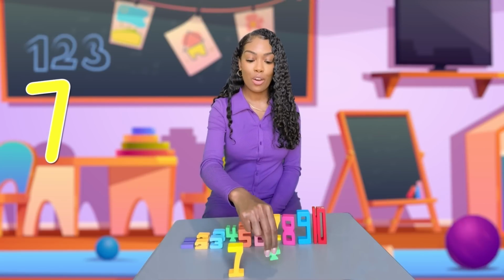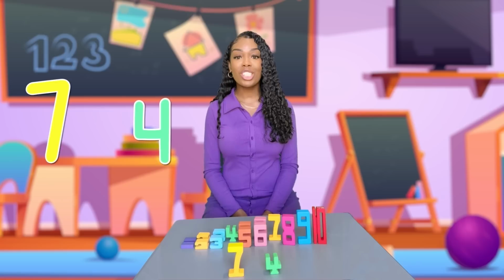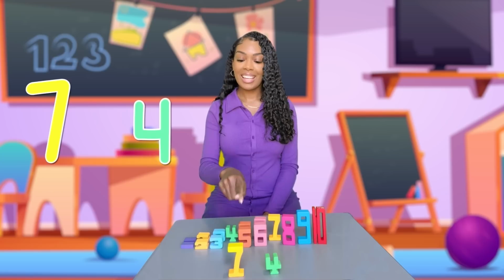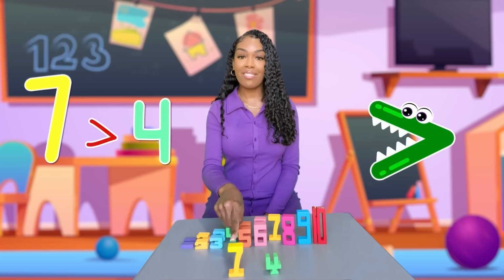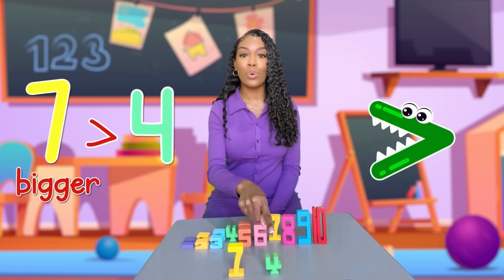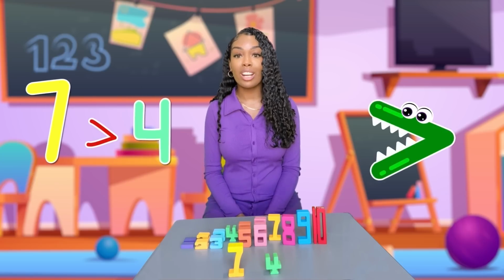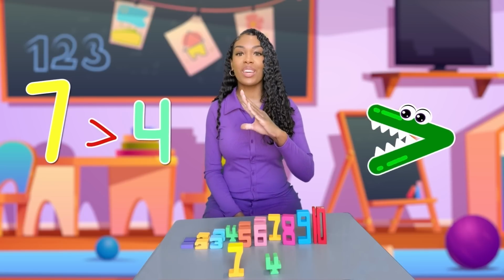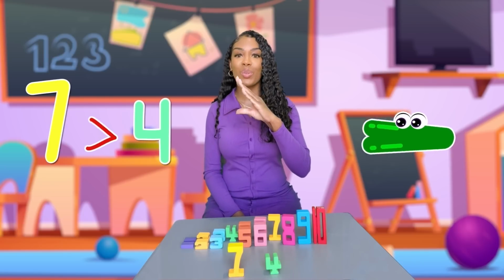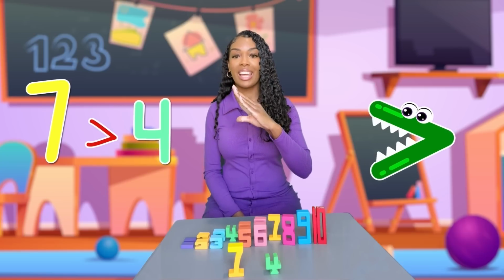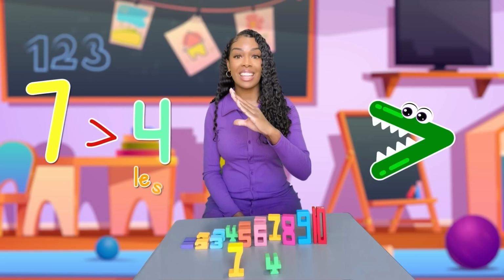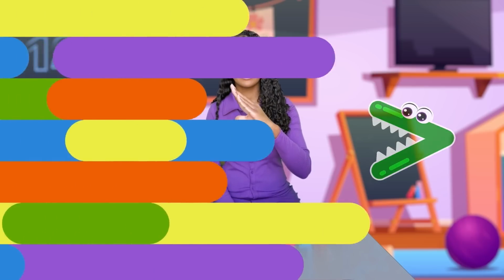7 and 4. Which number is the greater number? 7. 7 is bigger than 4. Which way will our symbol face? Towards the 7, because the mouth opens up to the greater number. 7 is greater than 4. And 4 is less than 7.